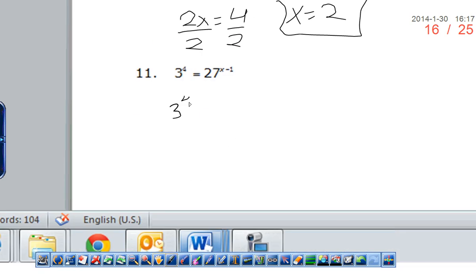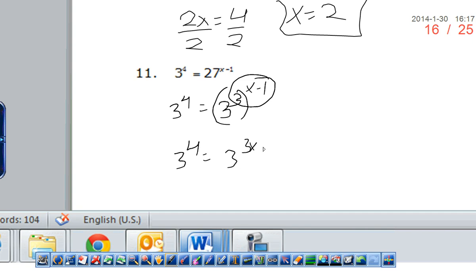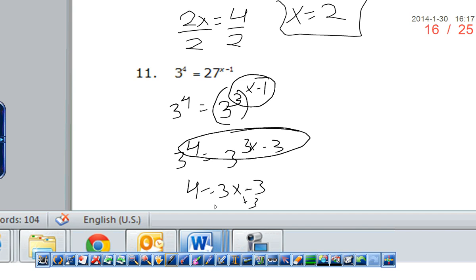Number 11. So 3 to the 4th power. 27 is the same thing as 3 to the 3rd. Got to be careful that I have this in the exponent there still. If I have an exponent raised to an exponent, I distribute. So that gives me 3x minus 3. Now I set the exponents equal to each other. 4 equals 3x minus 3. Be careful, we add 3 to both sides here. I get 7 equals 3x, divided by 3. It's a terrible 3. And x is 7/3.